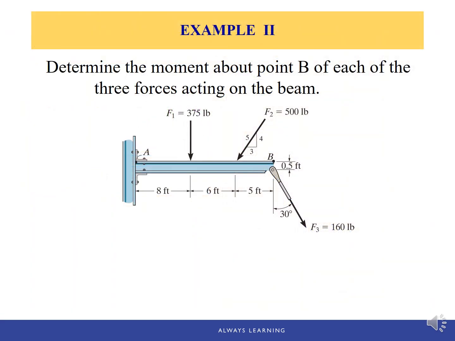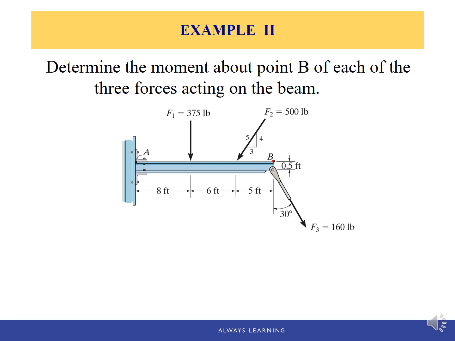Example 2. Determine the moment about point B of each of the three forces acting on the beam. Point B locates over here, and we have three forces. We're not going to look for the overall resultant moment about point B, but each of the three forces. For each of the three forces, we need to determine the moment about point B.